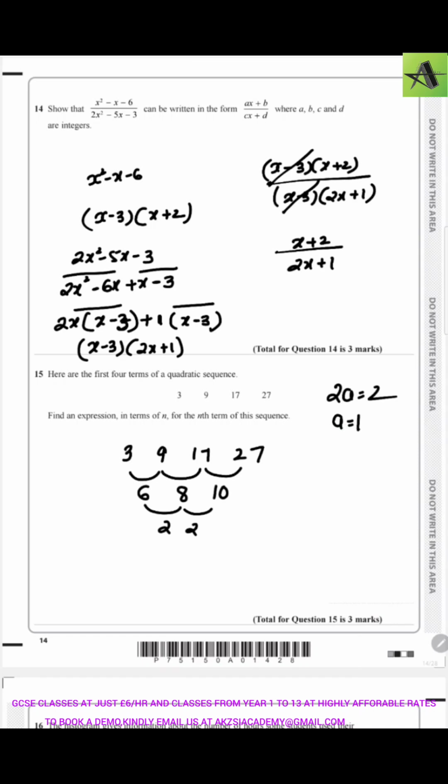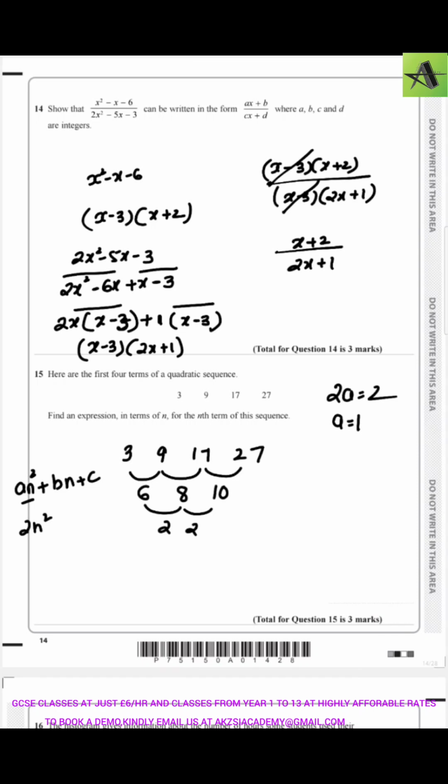Once you have this value, why do I have to find a? Because the standard expression for the nth term of a quadratic sequence is an squared plus bn plus c. So I have to find a, b and c. I got a. That means this is 2n squared. There are different ways you can solve it. Either you can go with the bigger method, and there is a smaller method as well.